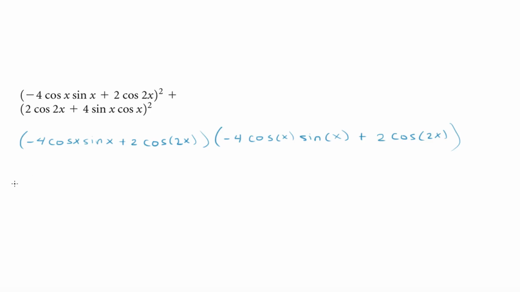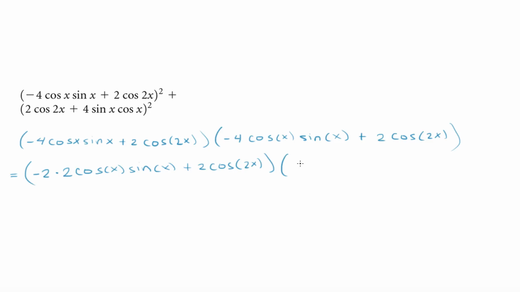Okay, now before I continue, notice that -4 cosine x sine x is the same thing as putting a -2 times 2 cosine x sine x. Okay, and then plus 2 cosine of 2x.